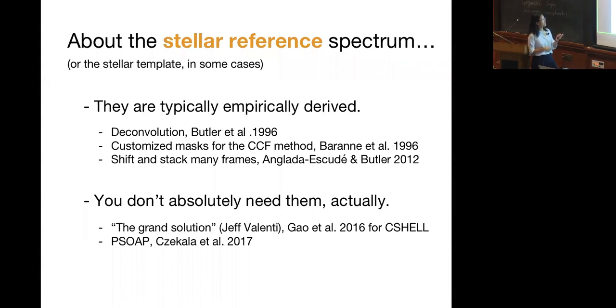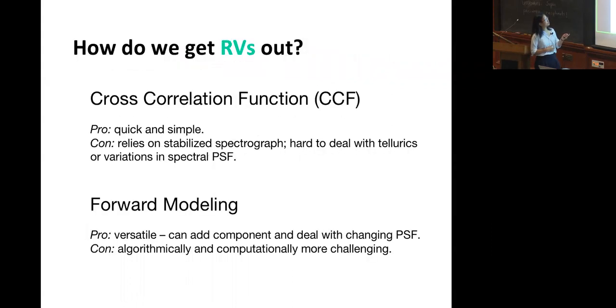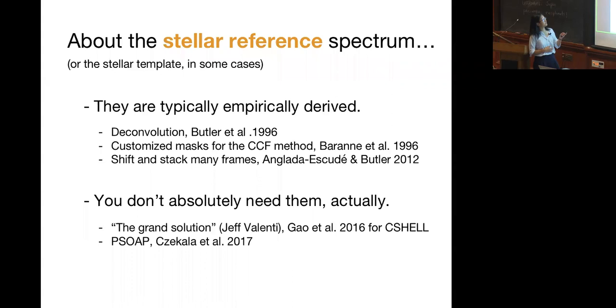For the forward modeling techniques, especially for iodine cell calibrated spectra, the state of the art is still doing deconvolution. So you go to your spectrograph, take an unsky-ed spectrum of your star that is being broadened by the spectrograph, and then you deconvolve it with your spectral PSF. But this is a dark art. As you know, deconvolution has no rigorous mathematical solution.